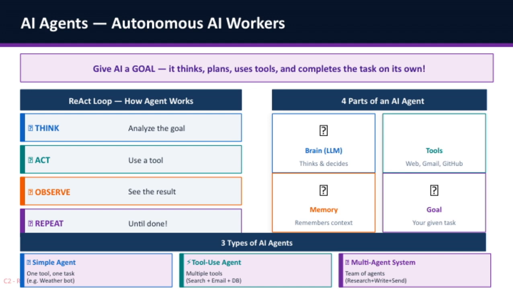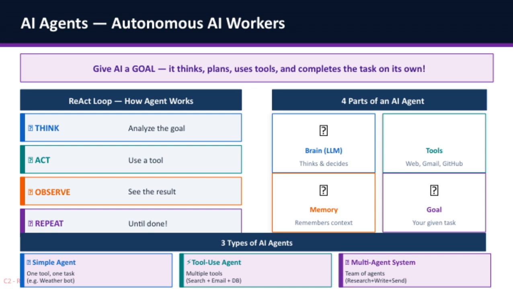Now, all these agents fall into three main types of AI agents. Each agent has a given task or goal, something they aim to achieve. They remember the context of their work through memory, which helps them stay on track and handle ongoing tasks. They have access to various tools like web browsers, Gmail, or GitHub, which they use to gather information or perform actions. The core of the agent is its brain, powered by large language models, which think and decide what to do next. Breaking down the agent's operation, we see four key parts.